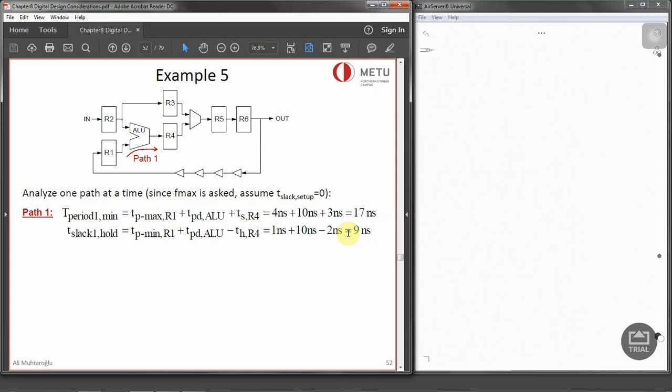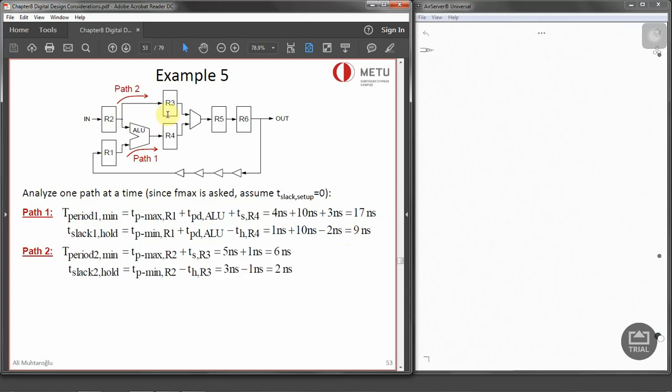So path 2 is R2 to R3, and here we need the maximum of R2 plus the setup time of R3. We don't have any combinational logic in between, so this will give us 6 nanoseconds, and the hold time is the minimum of R2 minus the hold of R3, which will give us 2 nanoseconds based on the parameters given.